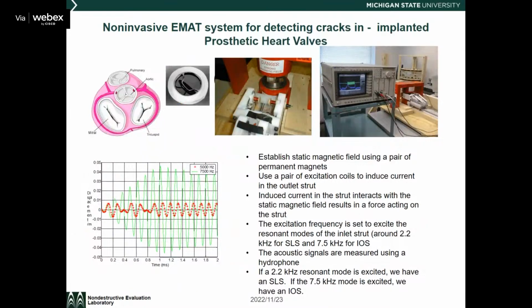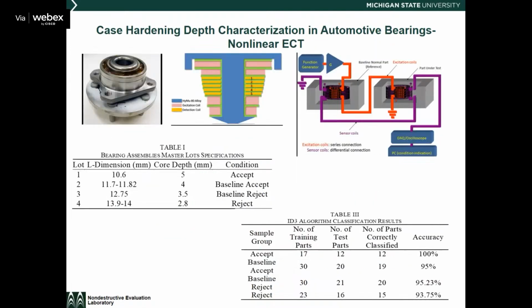I'll skip this. I believe this is a project Professor Udo mentioned, for the prosthetic heart valve detection, where you can use EMAT, electromagnetic acoustic transducer system, right? And this is still a very active field in a lot of applications when we deal with EMAT sensor development, sensing and data processing. But this is one particular application for biomedical problems.